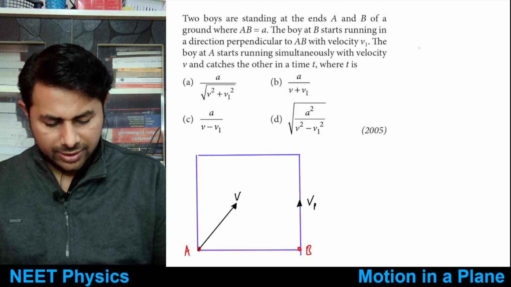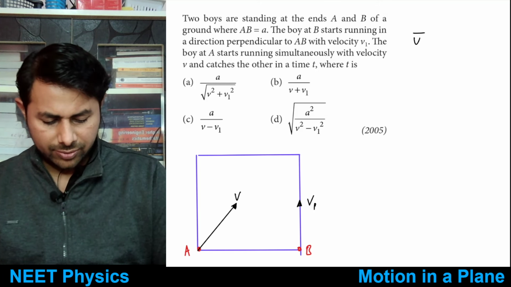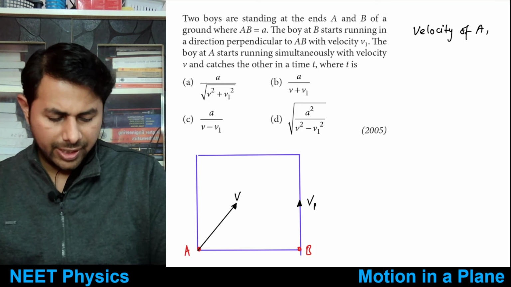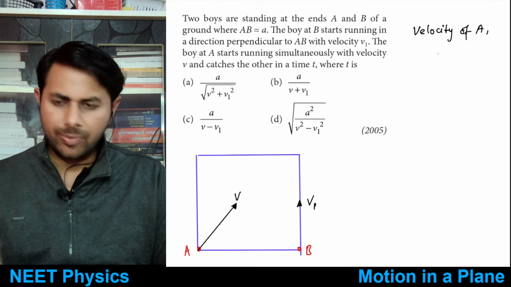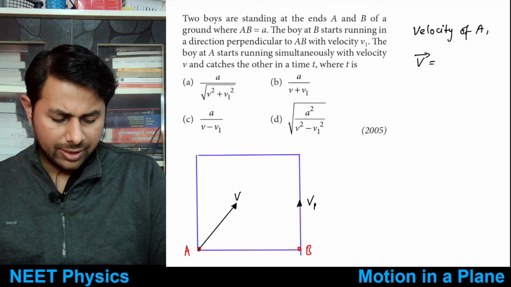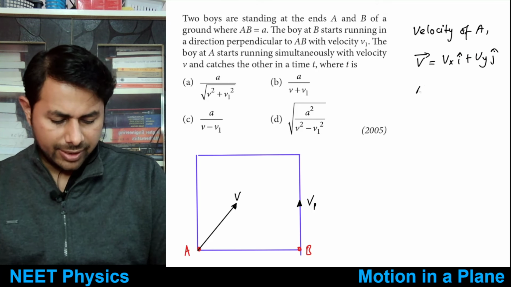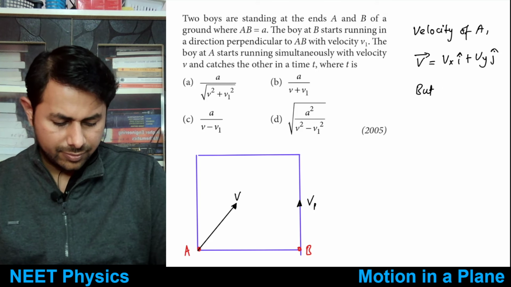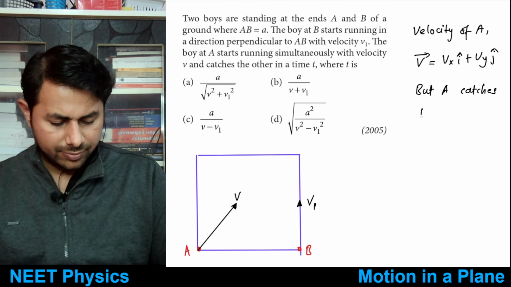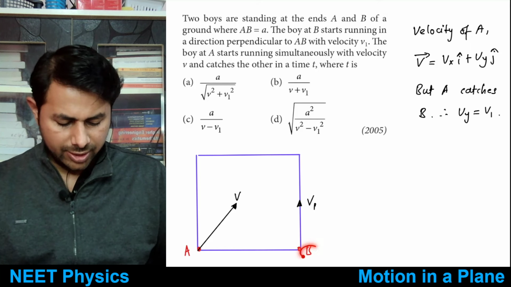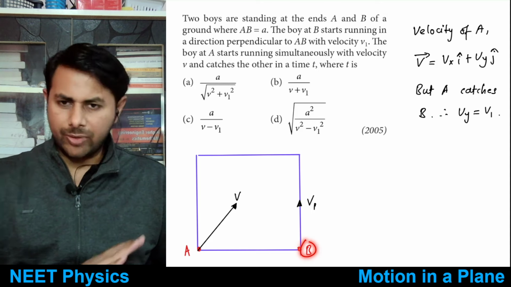So you can say that v is equal to, what is v? Velocity of A, meaning the boy at A. It is equal to v bar, that's vx i cap plus vy j cap. But A catches B in some time t, and therefore vy must be equal to v1, that is the velocity of the boy at point B.